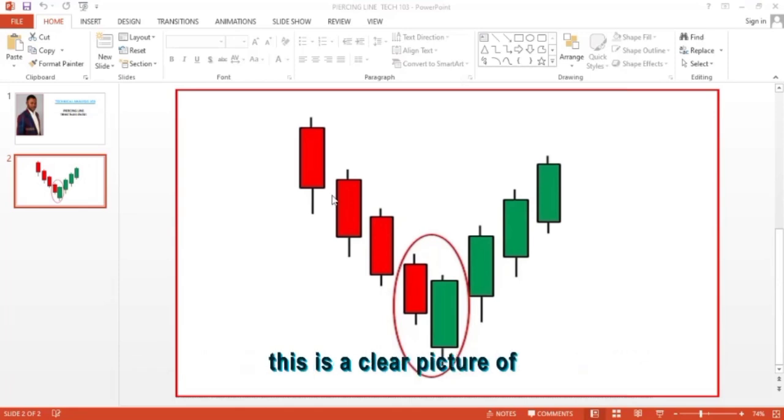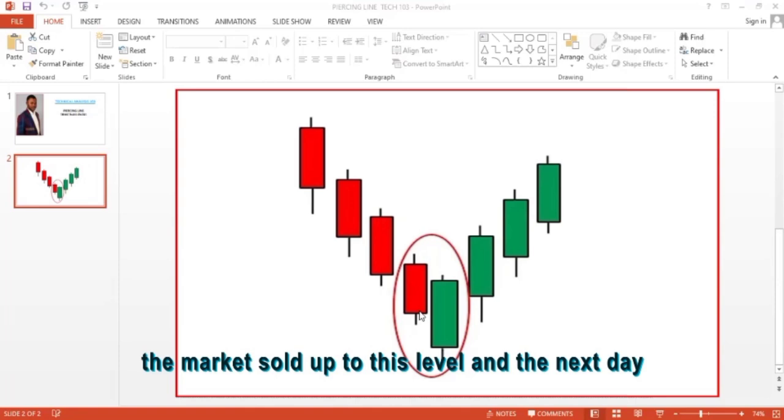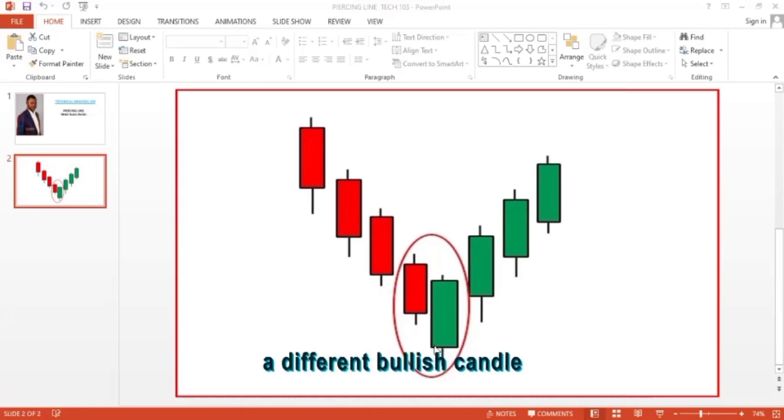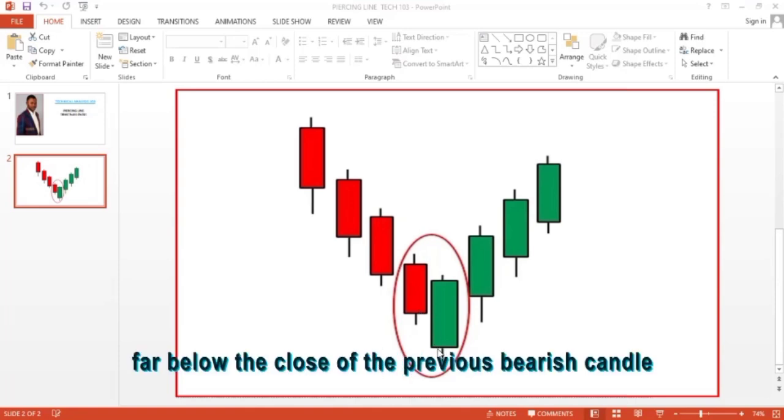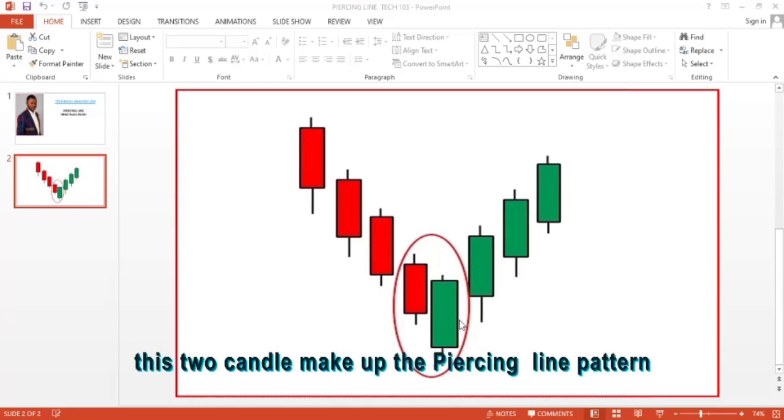This is a clear picture of the piercing line candlestick pattern. This pattern is always formed after a strong bearish move. The market sold up to this level, and the next day, a different bullish candle opened far below the close of the previous bearish candle, and it closes at the body. These two candles make up the piercing line pattern.